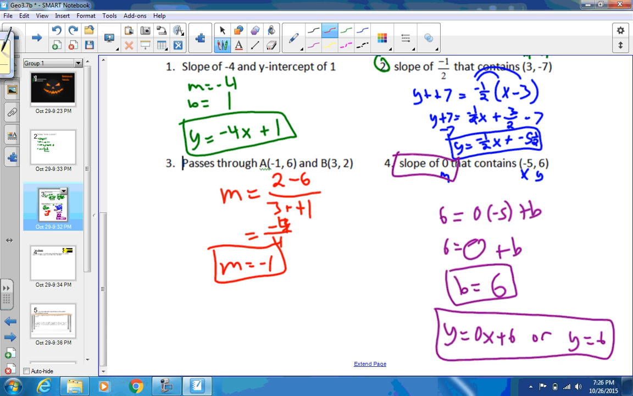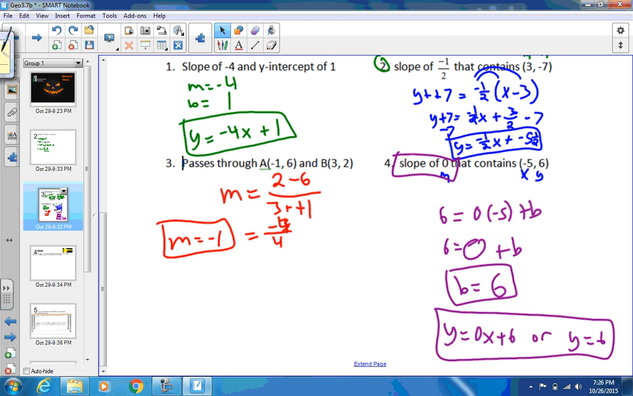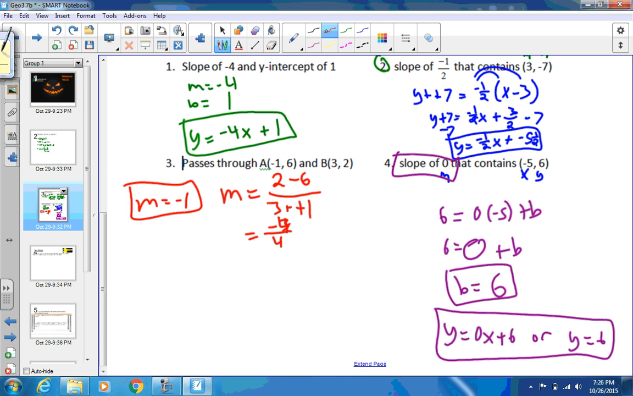Now it's up to you what you want to do. If you want to plug it into point slope form and then do that, or if you want to plug it into the slope-intercept form and do that. Well, you have your slope. Move that on up here. So let's see. You're probably used to the first way, so I'm going to do the second way. We'll plug in either one. I'll pick this point. We'll go 2 equals -1 times 3 plus b.